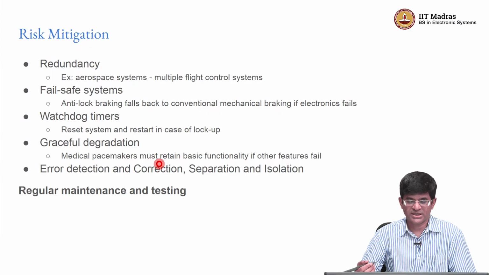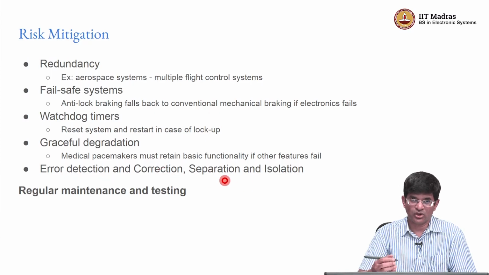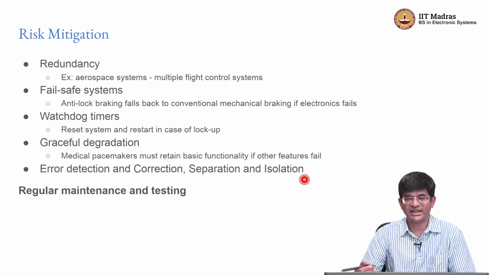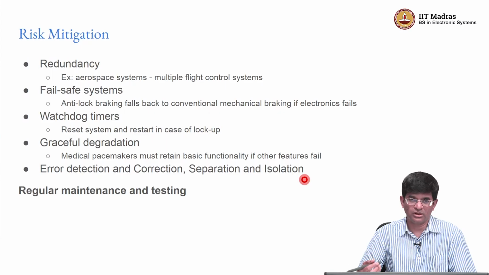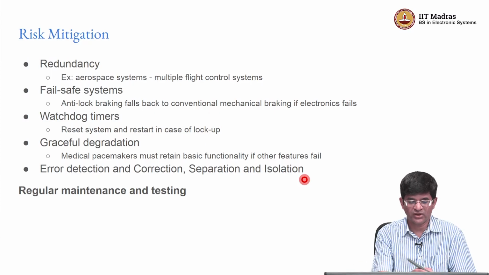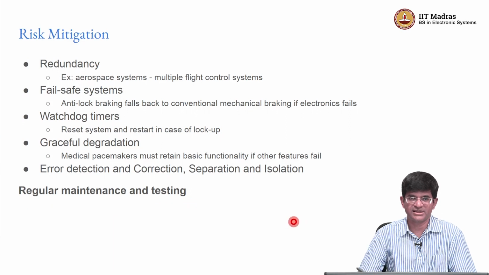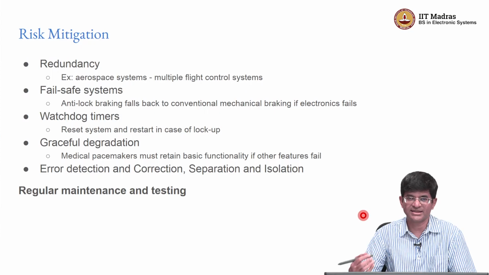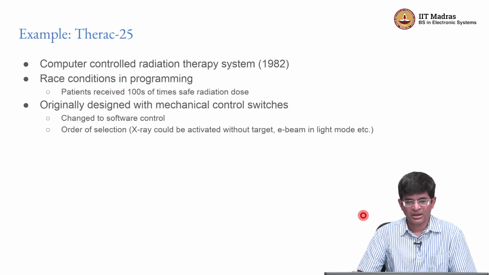There are other approaches and techniques as well, including error detection and correction, separation of the different units, isolation of possible failing components, and so on, all of which contribute toward the idea of risk mitigation. But overall, if you want to just summarize everything, one of the most important things is going to be regular maintenance and testing. At the end of the day, there is pretty much no substitute for this. You have to be able to have a mechanism by which you can actually test the system on a regular basis and do whatever preventive maintenance is needed to ensure that it works correctly.